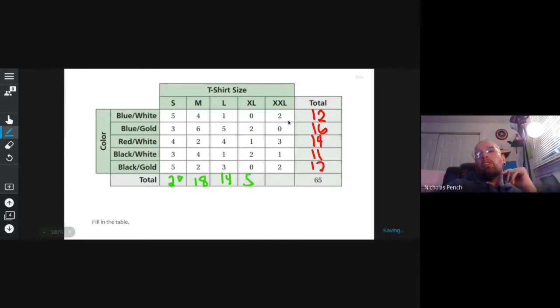How many people want double XL? 2 plus 3 is 5, plus 1 is 6, plus 2 is 8. And if you're wondering, wait a minute, if I add up all the green numbers, will I also get 65?